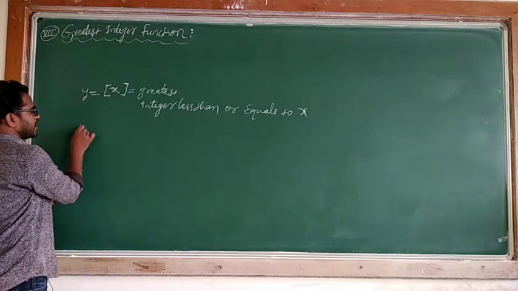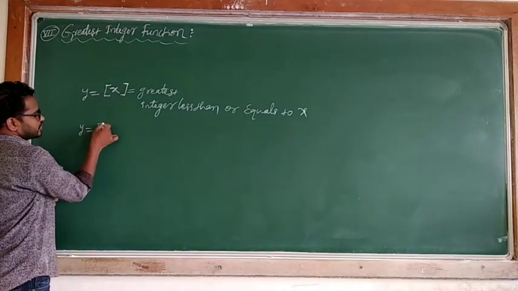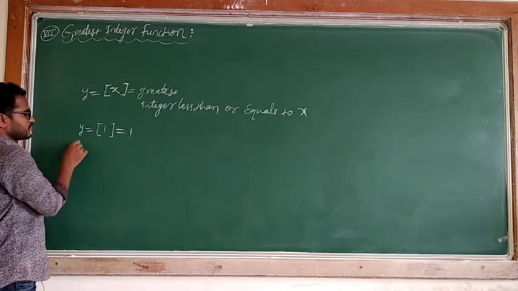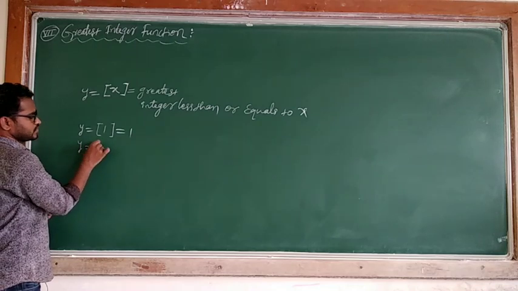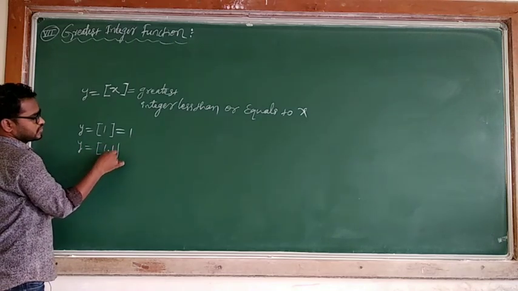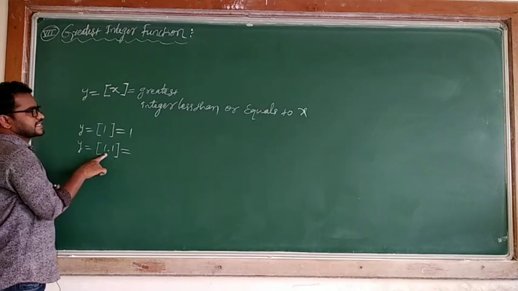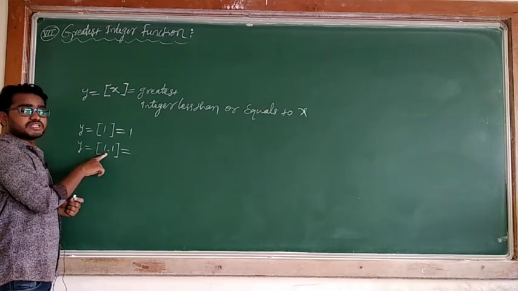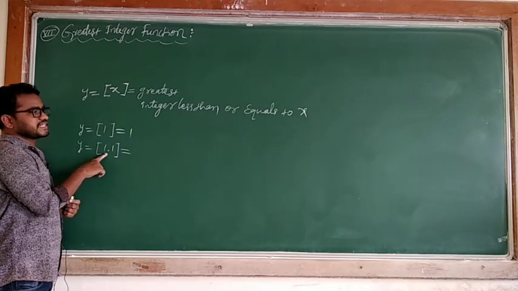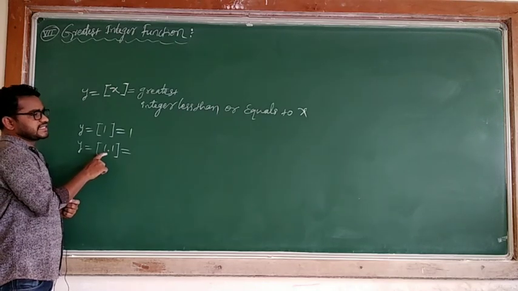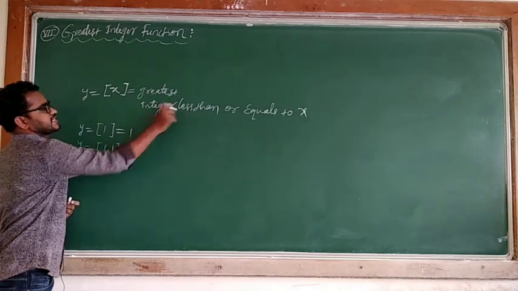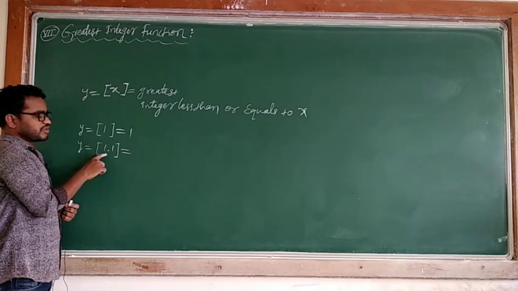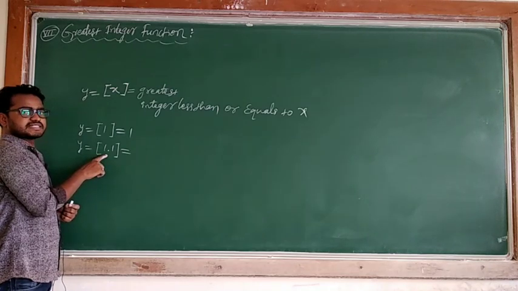For example, y is equal to 1. 1 is an integer, 1 only. When y is equal to 1.1, 1.1 means its value is the greatest integer, but 1.1 is not an integer. Keep in mind, 1.1 is not an integer, which means I will take a value less than this. It is the greatest integer less than x or equal to x. Less than x, 1.1 point number comes less than this.